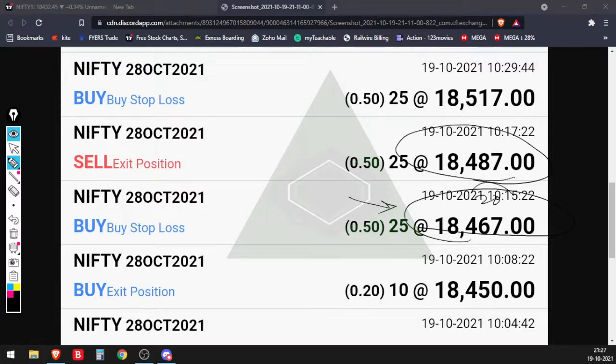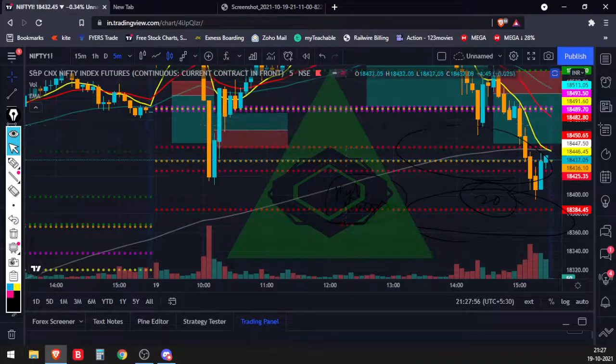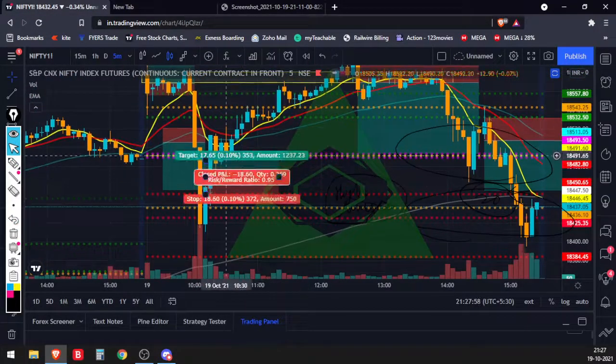Only 20 points made, but it made very good profits on the high leverage, right? With high leverage, even one point makes very good profit, but only if you know the market direction. That's why we are using Heikin Ashi and smart candles to identify the market trends, and we will go into trades according to that. So here is my third trade, 20 points profit.